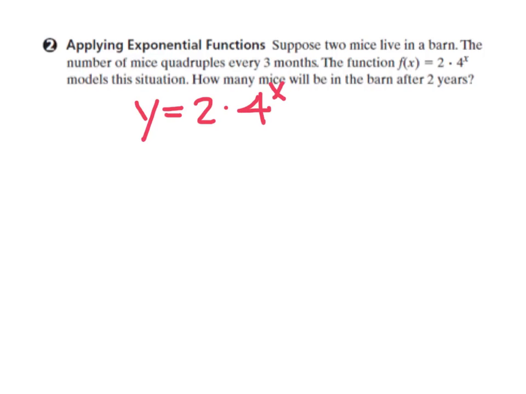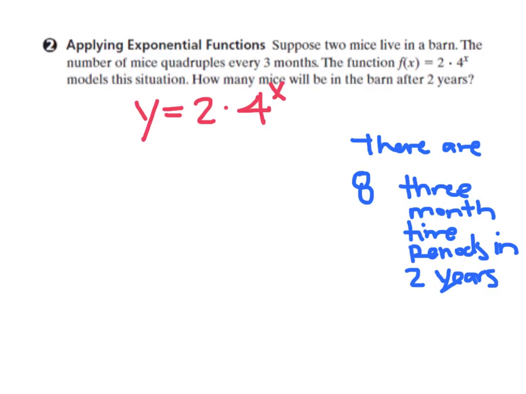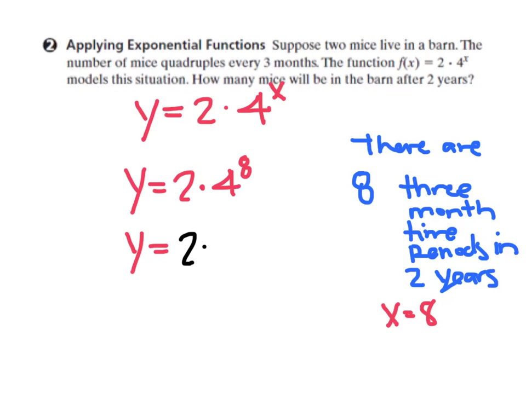Now, what I need to first ask myself is, in 2 years, how many 3-month time periods are there? There are 8 3-month time periods in 2 years. So what we're basically saying is that we're going to make our x here equal 8. So let's just plug that in. Y equals 2 times 4 raised to the 8th power. So let's go ahead and simplify this. Y equals, remember, according to order of operations, we do exponents first. So 2 times, what is 4 to the 8th power?